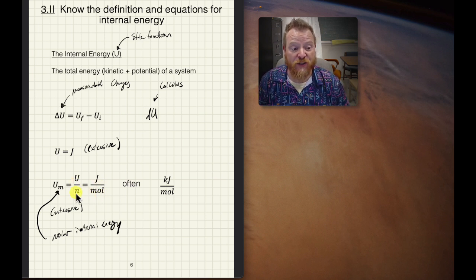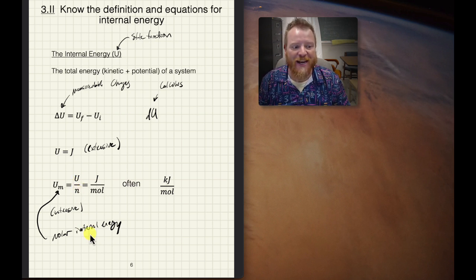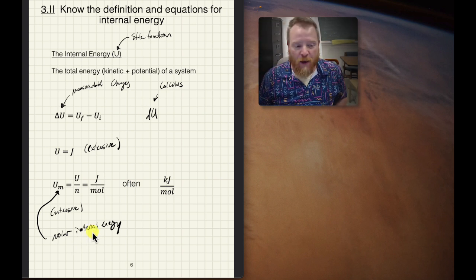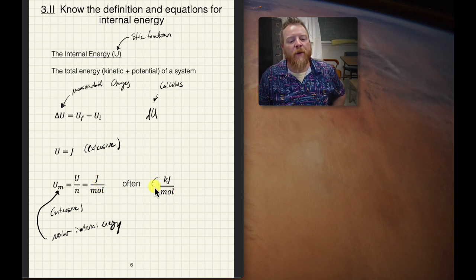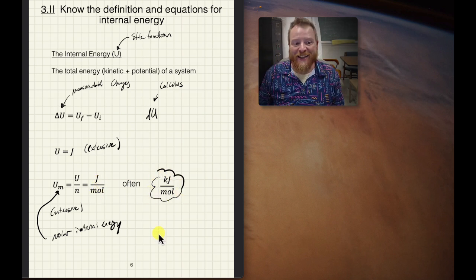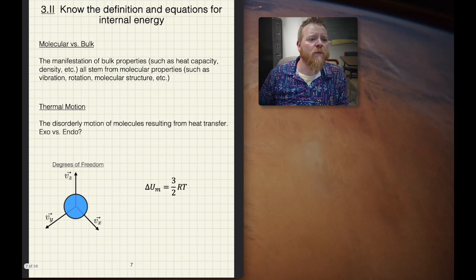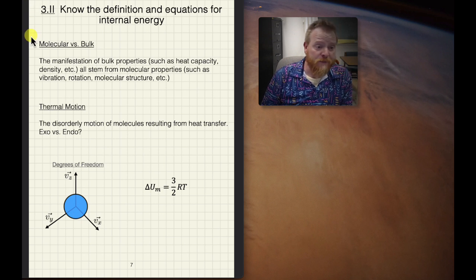And so, right, that is two extensive properties. We know moles would be an extensive property. We know energy is an extensive property. So two extensive properties divided by each other gives us an intensive property. So one that does not matter of the amount. So this would obviously give us joules per mole, but more often we're going to see this expressed in kilojoules per mole.